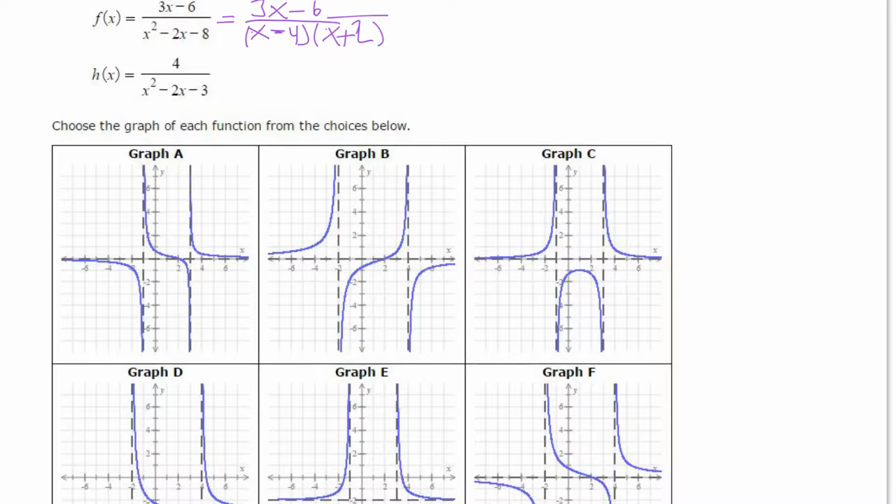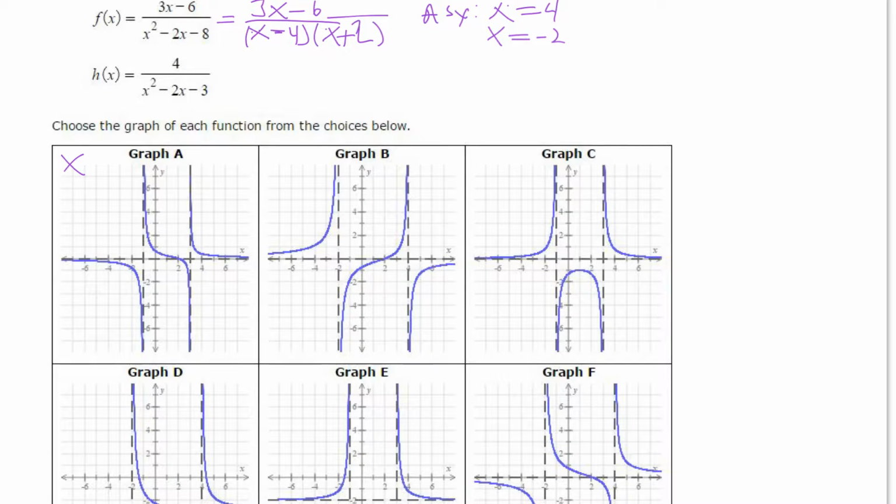So I can say for f of x, I have an asymptote at x equals 4, and I have an asymptote of x equals negative 2. Again, that came from setting that denominator equal to 0. The other thing that's going to help us, well, let's actually go through, and we can kind of X out some of these graphs already. So if I take a look at graph A, I need asymptotes of 4 and negative 2. Well, this one has asymptotes, looks like 3 and negative 1. So that does not work, so I'm going to take that graph out.